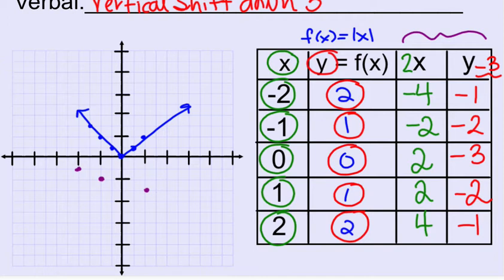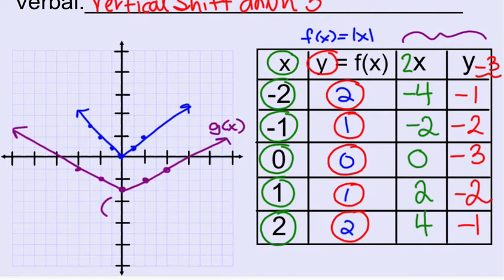Uh-oh. This should not be right here, right? Made a little mistake, but we caught it. 0 times 2 is 0. So let's fix that. We caught it. 0, negative 3. Then over 2, down 2. Over 4, down 1. Notice how much wider our new absolute value function is. Here is our new critical point, over 0, down 3.